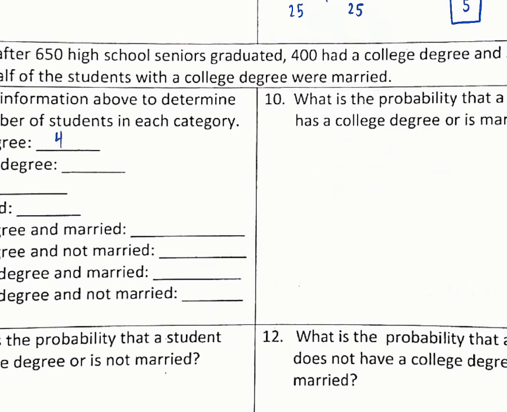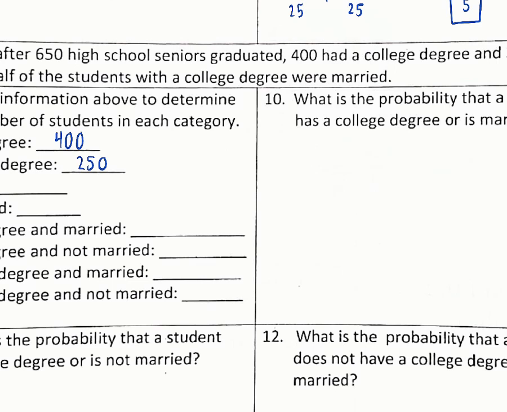400. So listen to this, guys. If 400 had a college degree, how many didn't? 200. How'd you go on 250? Exactly. There were 650 people. So 650 minus 400 is 250. That's how many people did not have a college degree.